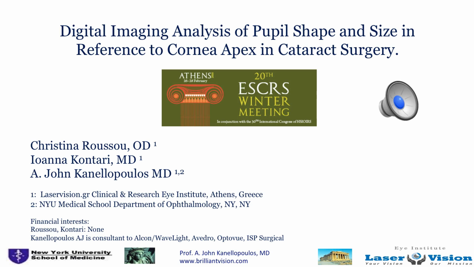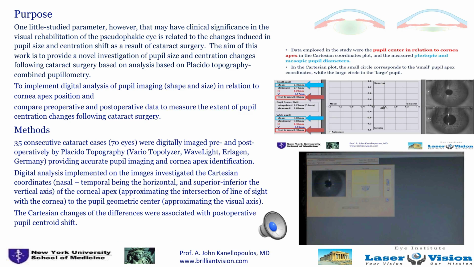I'd like to present to you the digital imaging analysis of pupil shape and size in reference to cornea apex before and after clear cornea cataract surgery. The purpose of this study is to look into a parameter that has not been evaluated extensively, to the best of our knowledge and by literature search, but we feel that has significant clinical ramifications in the visual rehabilitation in the pseudophakic eye, and it's related to the changes induced by pupil size and, more importantly, the centroid shift as a result of cataract surgery.